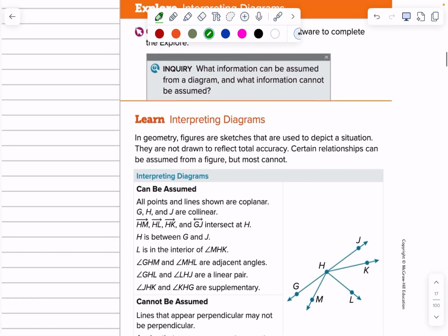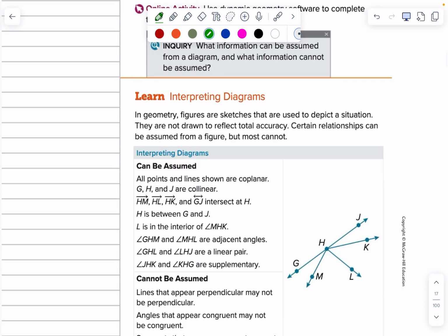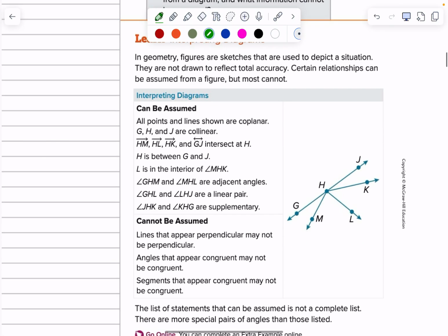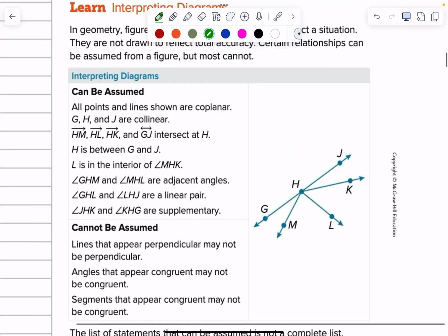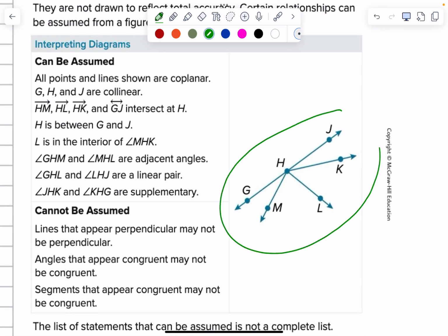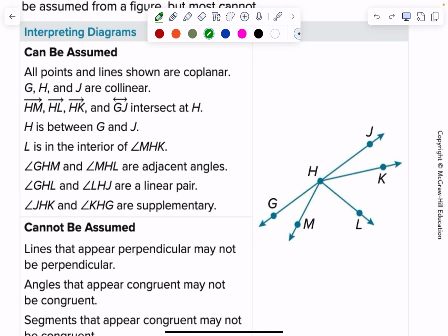When we are looking at diagrams, there are some things that we can assume to be true and some things that we cannot assume to be true. So let's look at this diagram right here in the middle. I am going to talk about things that we can assume to be true. It says all points and lines are coplanar, which means they're on a flat surface, which means this one right here is not poking out of the surface. Everything is laying flat, like L is not elevated above. That is something that we can assume to be true, right?